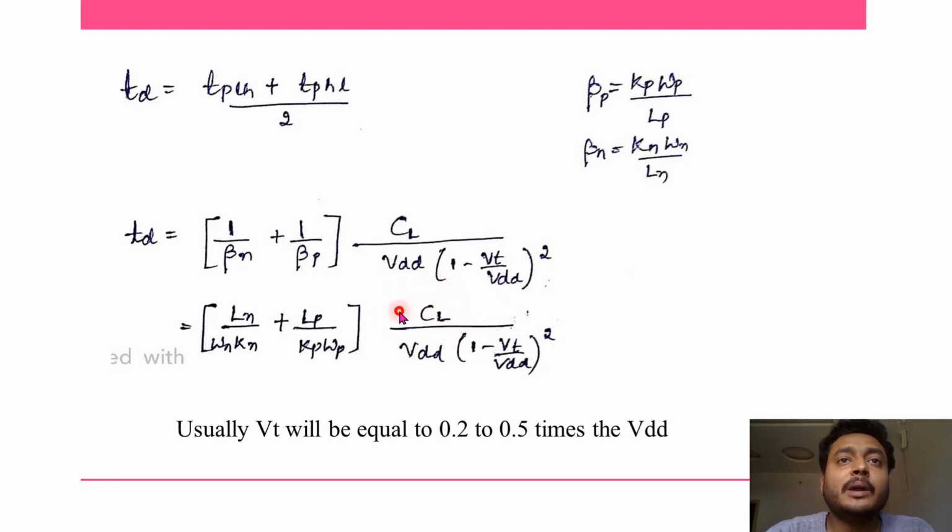So this is one thing. This is why, if you take different technologies, something like 180 nanometer down to 45 nanometer, in this case the CL will come down, right? Essentially because the dimension will come down. So when the dimensions of all the layers come down, the capacitance associated with it also comes down.